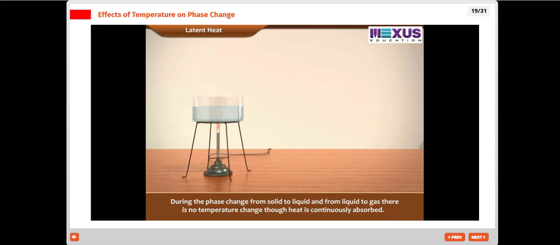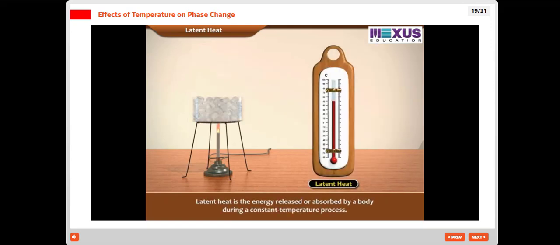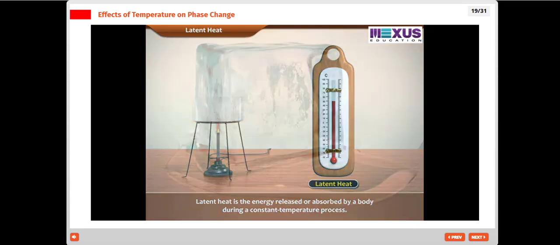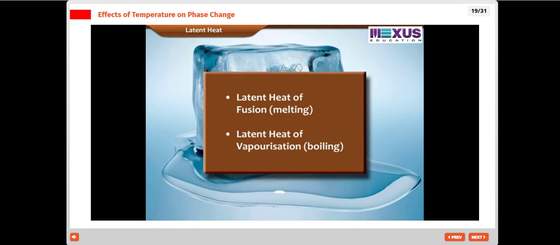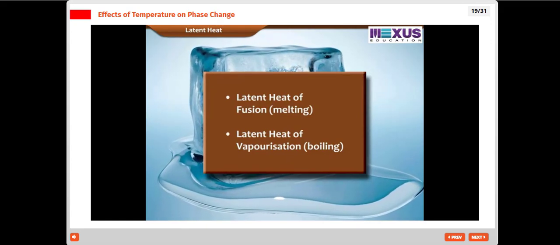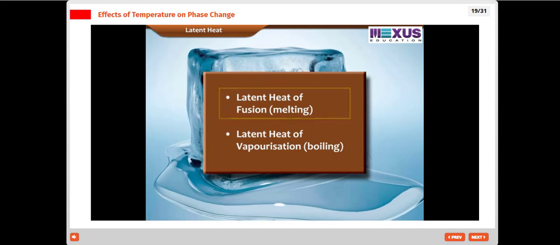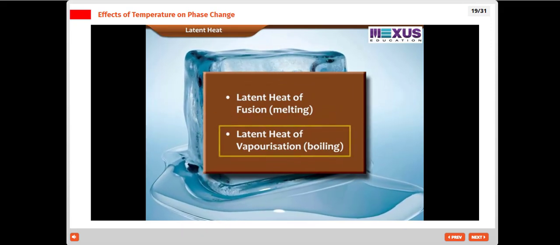During the phase change from solid to liquid and from liquid to gas, there is no temperature change, though heat is continuously absorbed. Latent heat is the energy released or absorbed by a body during a constant temperature process. Two of the more familiar forms of latent heat are latent heat of fusion and latent heat of vaporization.